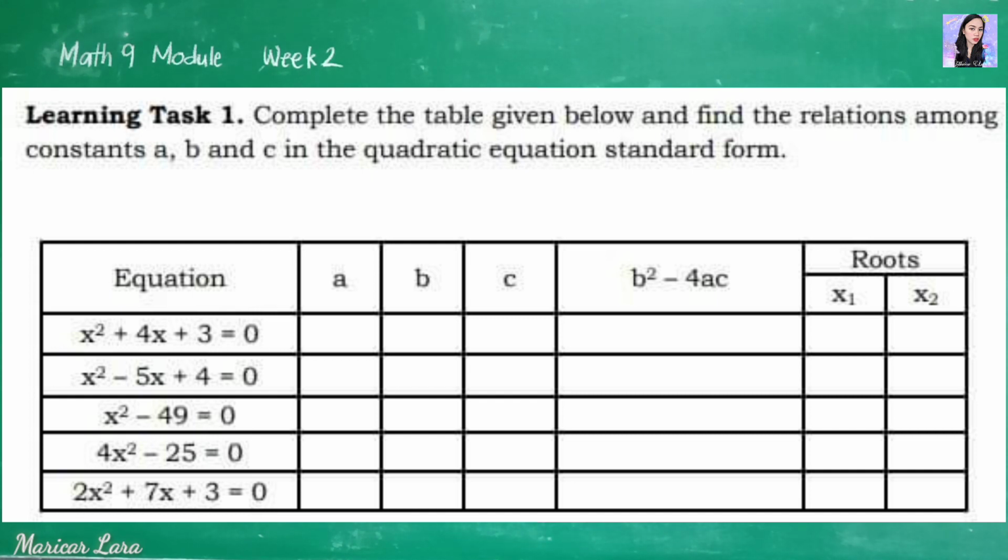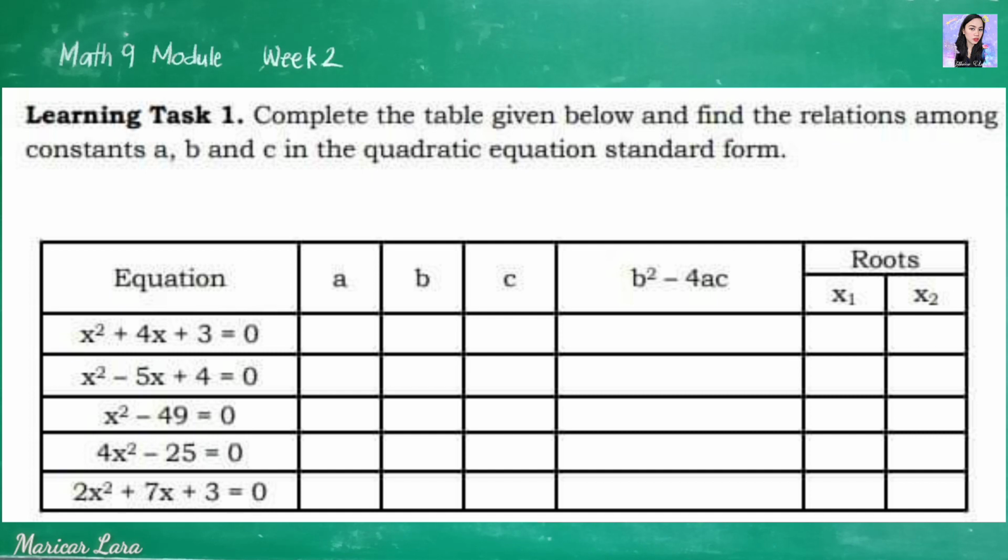So, meron tayong 4 methods para makuha yung roots ng quadratic equation, which are extracting the square root, factoring, completing the square, and quadratic formula. So, di ba po, pag quadratic equation, lagi tayong may dalawang answers na nakukuha. Kaya siya x sub 1 and x sub 2. Lagi pong dalawa ang ating roots.